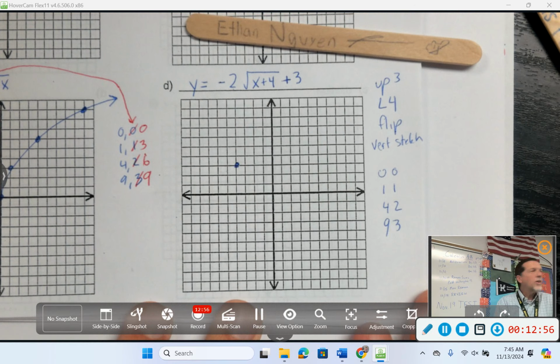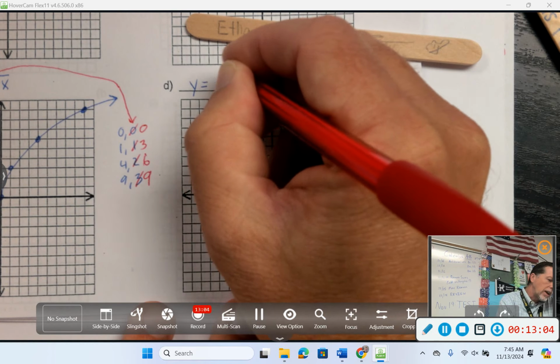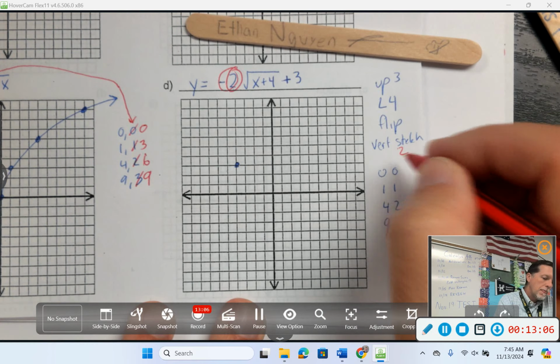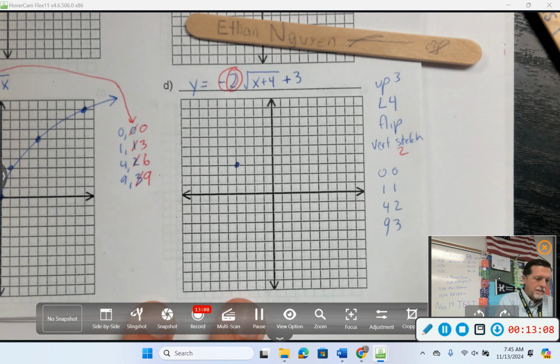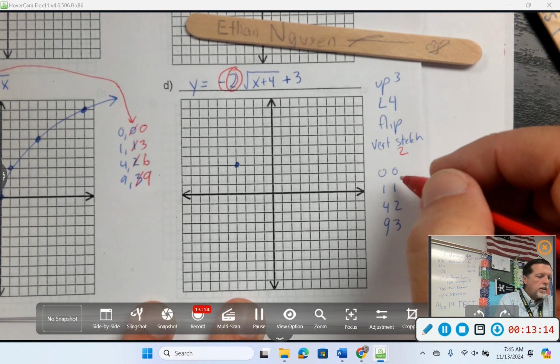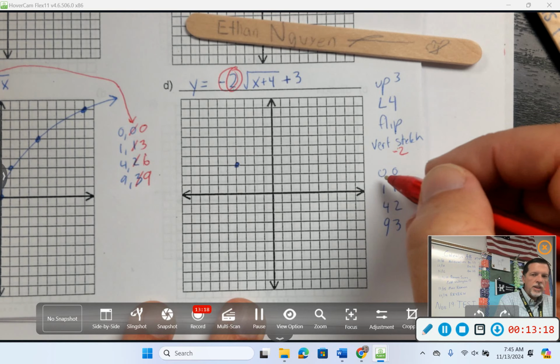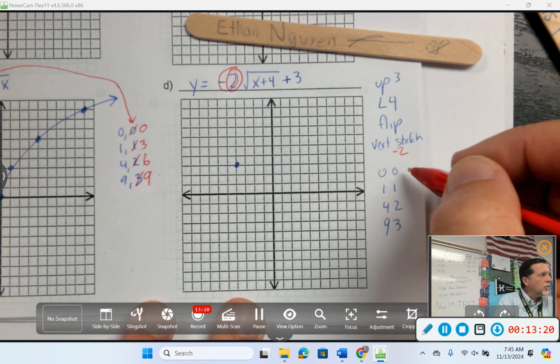So, Ethan, how do I accomplish that vertical stretch with those points? What do I do with that 2, or negative 2? Multiply all the points by negative 2, so it'll make it like 2 times the stretch, I think, and it'll be down. Yes. When you say multiply all the points by negative 2, do you mean the x's and the y's, or just the y's?